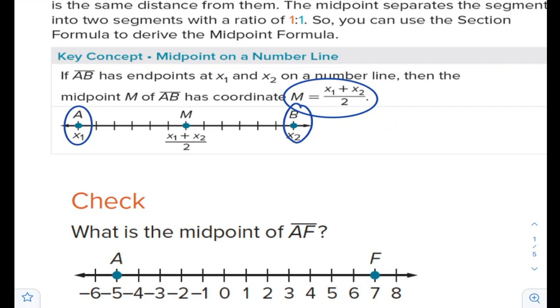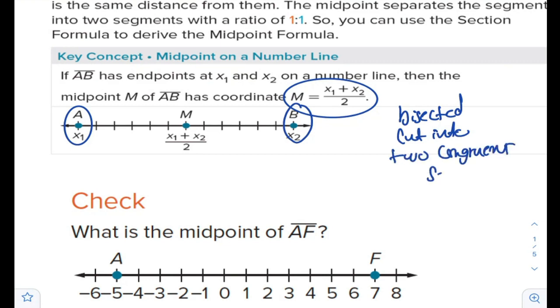In other words, we can say that this segment AB is bisected. It is cut exactly into two congruent segments. So bisected means cut into two congruent segments. That means there is a segment bisector.